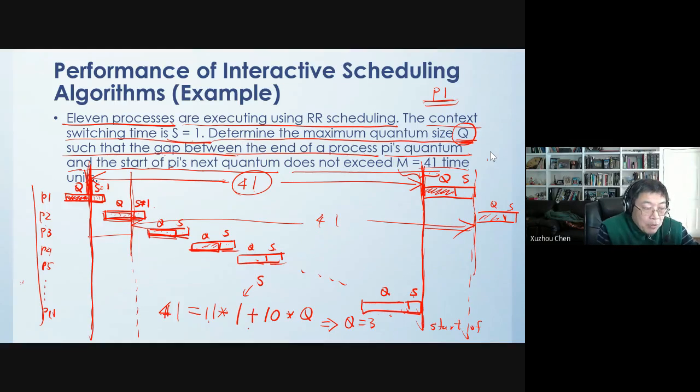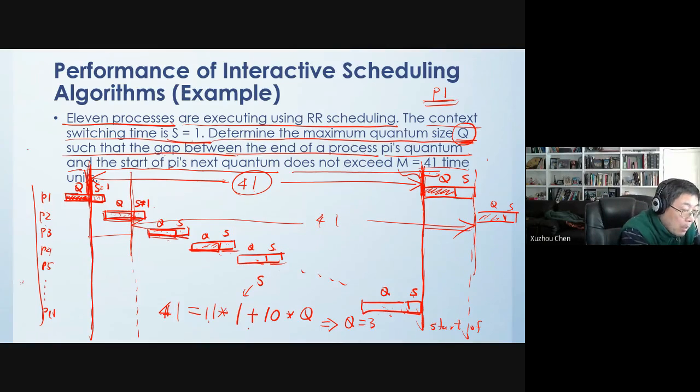So this is how you're going to figure out how to calculate the time quantum, and this is somehow related to the performance. From the end of the current quantum to the beginning of the next quantum, you have the total number of time quantums for the other processes plus the context switching.